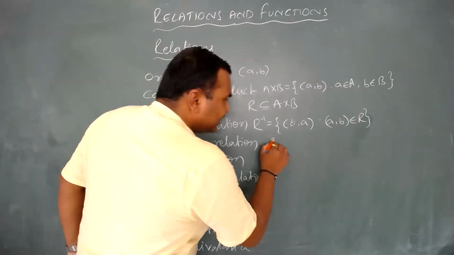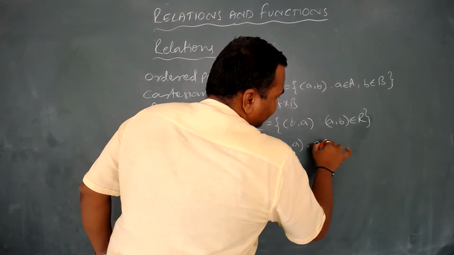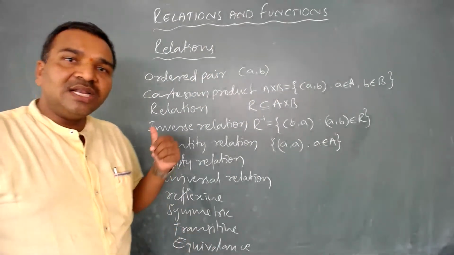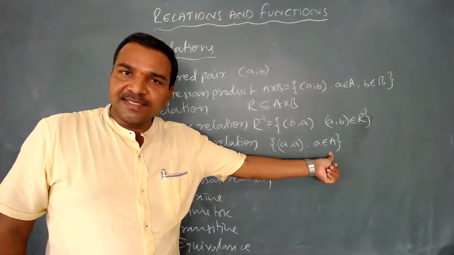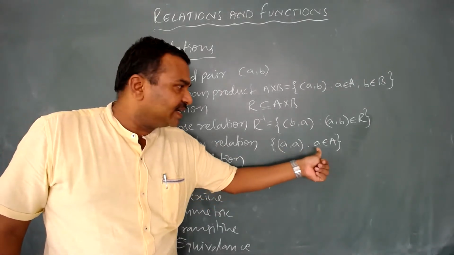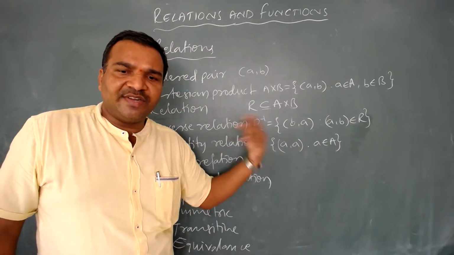Next, identity relation. So a relation of the form A comma A such that A belongs to A is called an identity relation on A. Here capital A is the set. The relation is of the form A comma A such that A belongs to A. So this relation is called identity relation. Already we discussed it in last class.